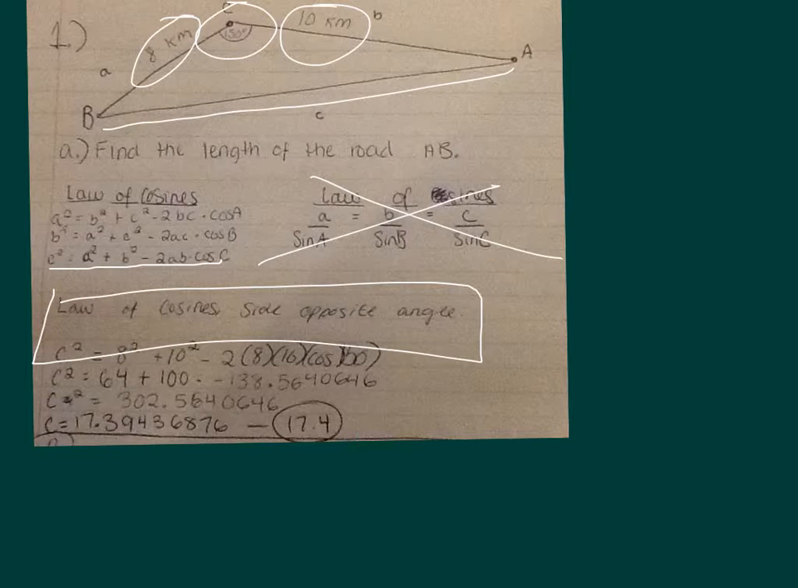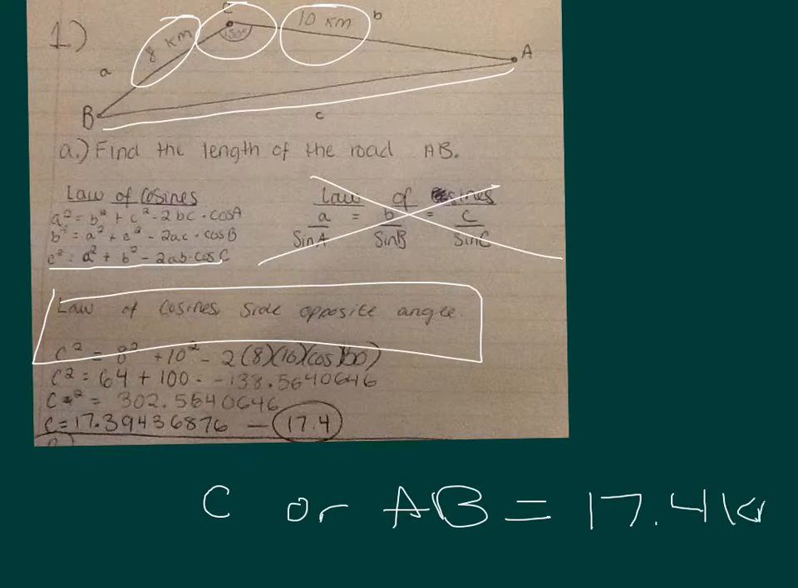So we have line C, or line AB, equals 17.4 kilometers.